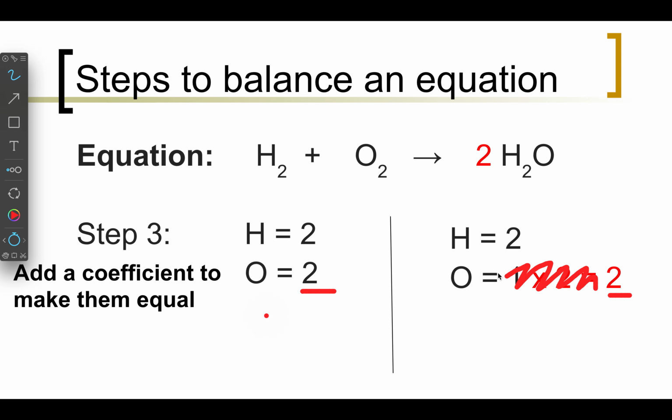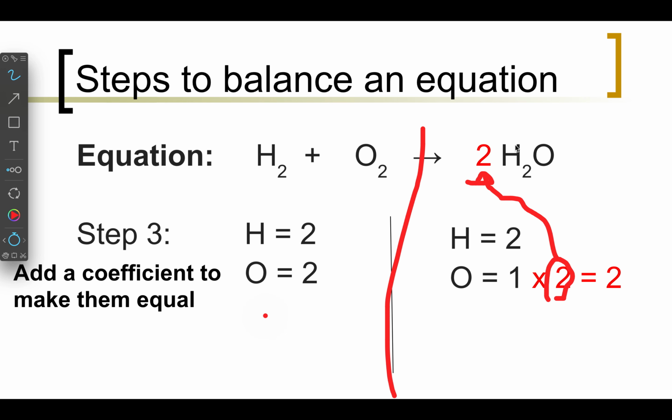But since we multiplied this by 2, we have to take that 2 and put it up here as a coefficient. Now note, we are putting this in front of the oxygen, because that's the one we're multiplying by 2. We're saying we need 2 oxygen. We're going to multiply that oxygen by 2. We're putting it on this side of the equation because we're changing these numbers. We're not doing anything over here because we're not changing that over there.